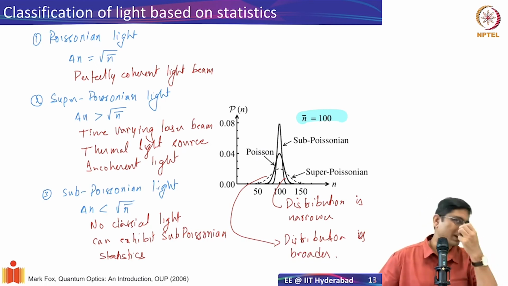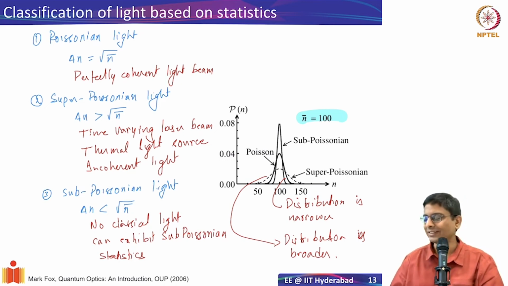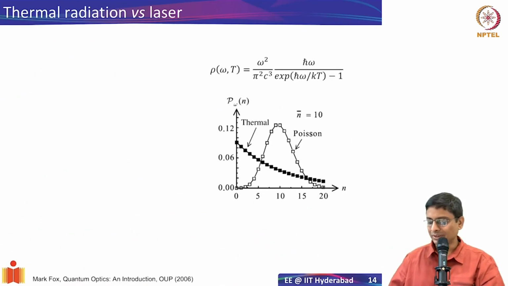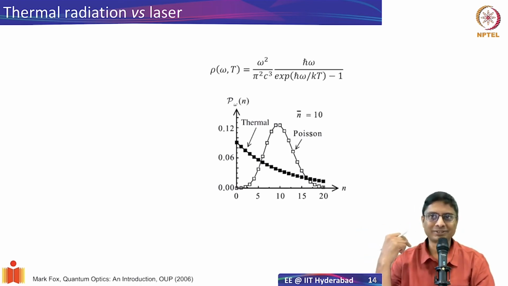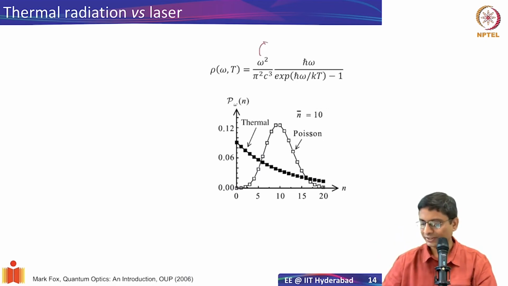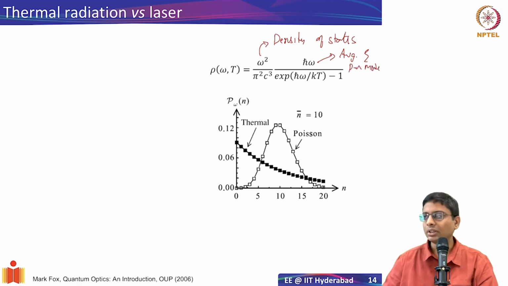You might say, why should I classify light sources? Well, the idea is that you can get to study the properties. We'll study the properties in greater detail in the next few weeks. Let me also show you how thermal light varies from a laser. We have talked about the black body distribution, wherein this is my density of states, this is my average energy per photon, and this is the average energy per mode.